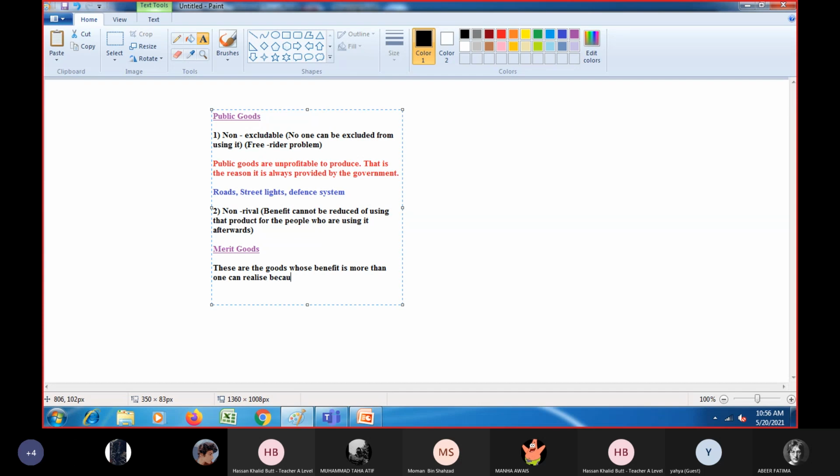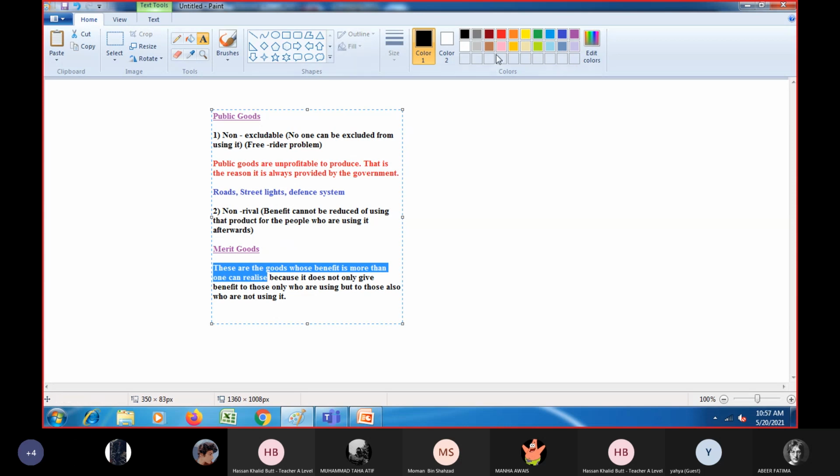Because it does not only give benefit to those who are using it, but to those also who are not using it. It means its benefits are wide ranging, and that is why the person who is using it does not know the actual benefit of it. Whose benefit is more than one can realize. This is actually the definition, huh?